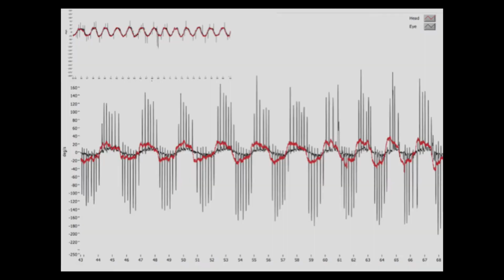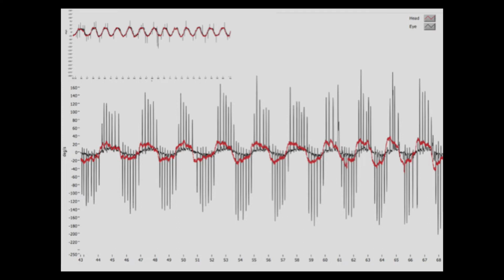In the top left trace here, red is the head, black is the eye movements. So we see that the gain is 1 as the traces overlay each other, and that there are small normal corrective saccades. If we look at the main panel, we see that the gain is less than 1, the traces do not overlie, and there are salvos of high amplitude corrective saccades with each movement of the head.